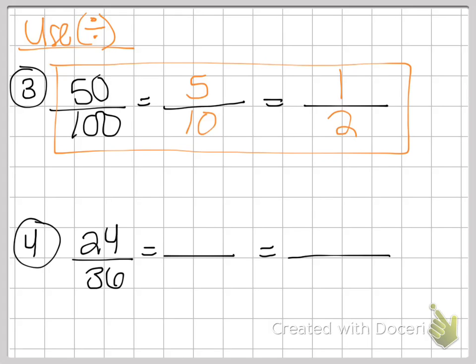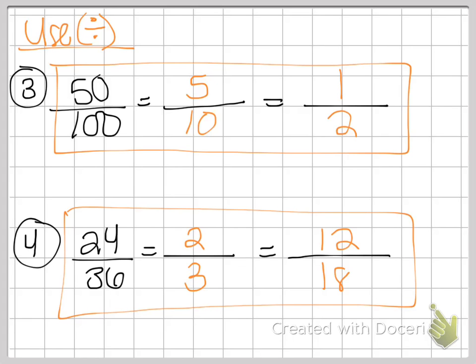For number 4, I'll divide by 12. 24 divided by 12 is 2. 36 divided by 12 is 3. And I'm going to divide 24 and 36 by 2 for my last equivalent ratio. So 24 divided by 2 is 12, and 36 divided by 2 is 18. So those are 3 equivalent ratios to one another.